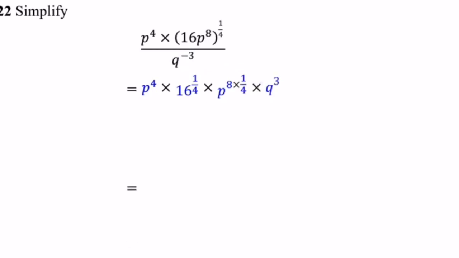Now we will focus on the same base. We have p power 4, right? And also we have p to the power of 1 over 4 times 8, which is 2, so p squared. And we will multiply by q cubed, because q is the only one with the base q.